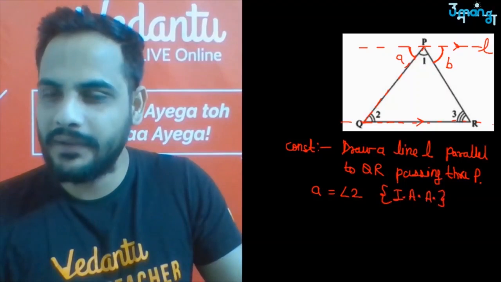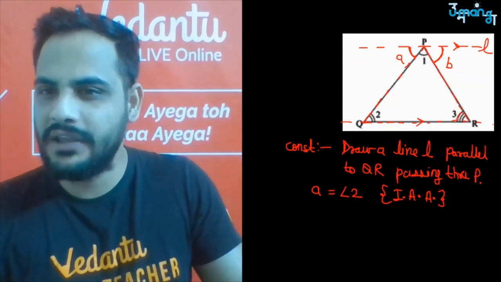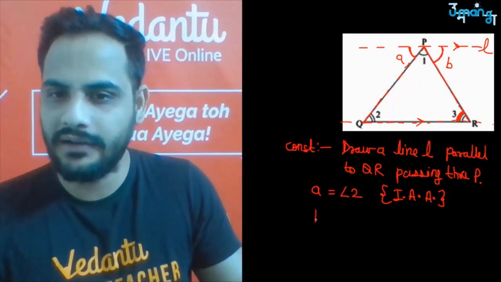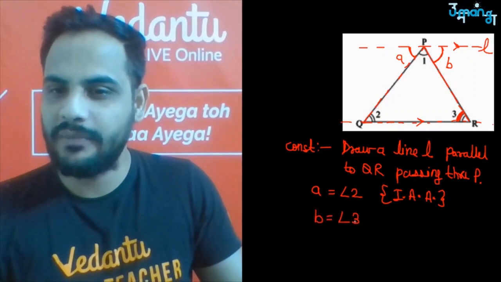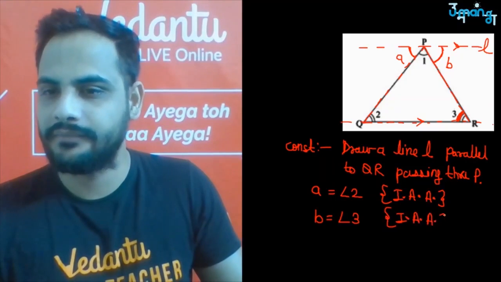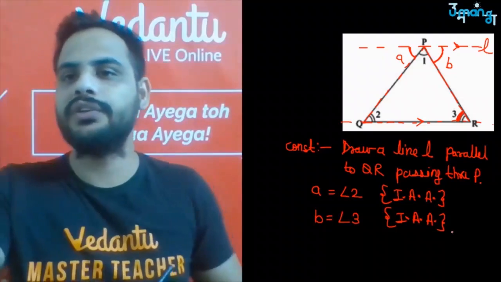Similarly, this is also a transversal. PR is also a transversal. So angle B and angle 3 will also be equal, because again they are interior alternate angles. So I can say the value of B will be equal to angle 3. Again, the reason is interior alternate angles. Got it? So this A is equal to angle 2, and this B is equal to angle 3.